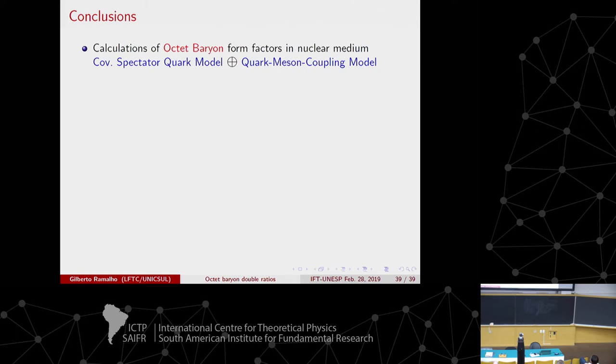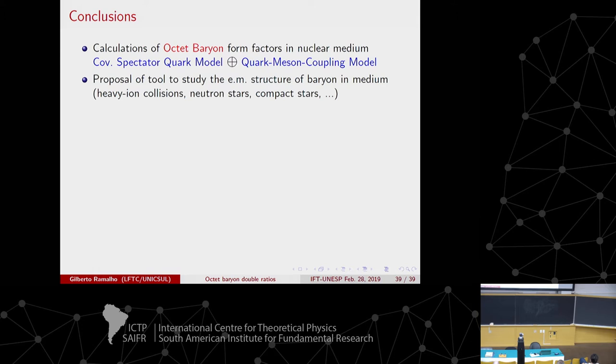So let me present my conclusions. We present some calculations for the octet baryon form factors in nuclear medium, combining two models called covariant spectator quark model with quark meson coupling model. So we are proposing a tool to study electromagnetic structure of baryons in medium. It can be used in several processes like heavy ion collisions, neutron stars, and compact stars.